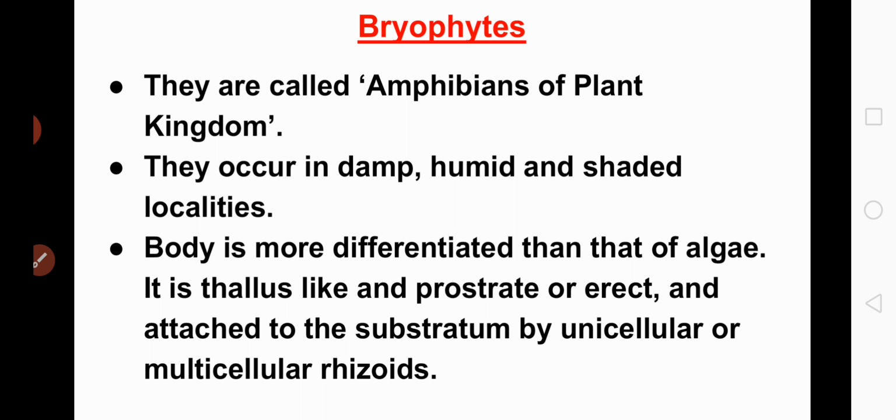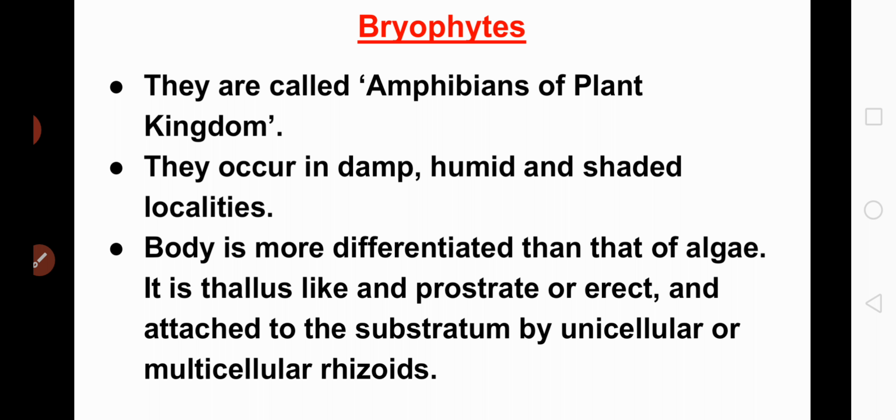Coming to the characters, the bryophytes are commonly called the amphibians of the plant kingdom. Why are they referred to as amphibians of the plant kingdom? Because for the process of fertilization, these members require water. Bryophytes are mainly found on land, they are land plants, but for fertilization, for the movement of gametes, they require water. Hence, they are called amphibians of the plant kingdom.